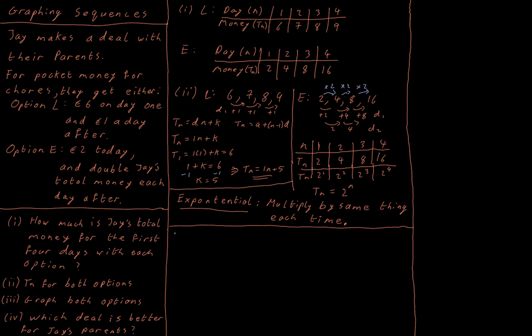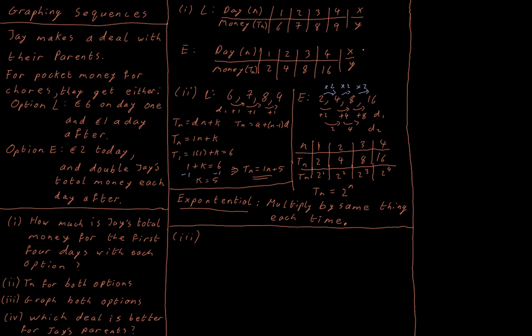Now, part 3. We're asked to graph this situation, and that's the main focus of today. So we already have our tables drawn out here. So for L, if you think about how we would draw this, well, our days are going to go on the x-axis, and our money is going to go on the y, and we're going to do the same thing for our exponential for our E option as well.